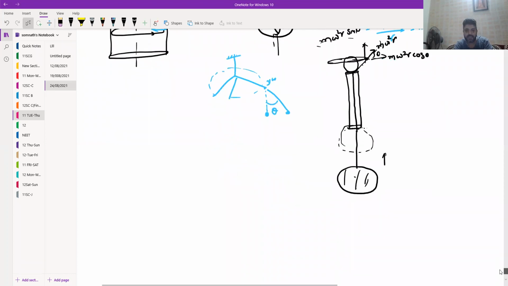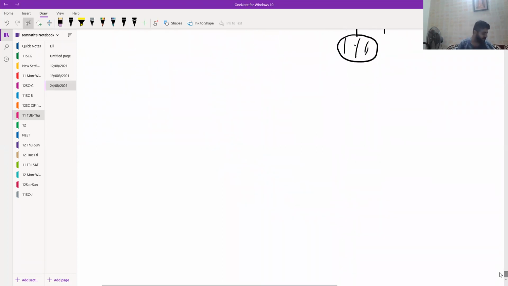Okay. Now, two questions are there from this centrifugal force. Very, very important two questions are there. Because of centripetal and centrifugal, if the force is applied outside, then it is called centrifugal.